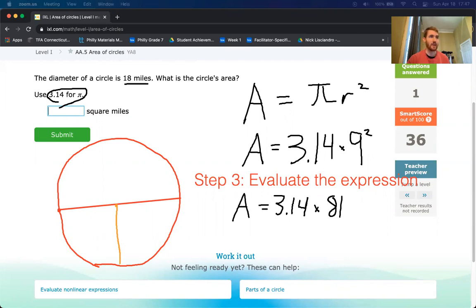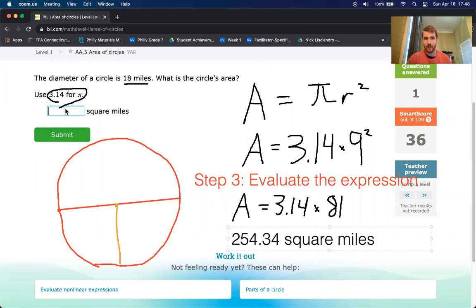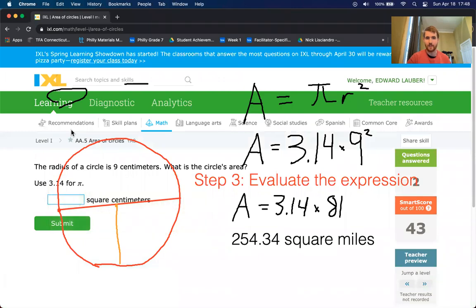I am putting this into a calculator right now. 3.14 times 81. And you will get, for your final answer, 254.34. And this is going to be square miles. So let's see if we got it right. 254.34, submit. Awesome.